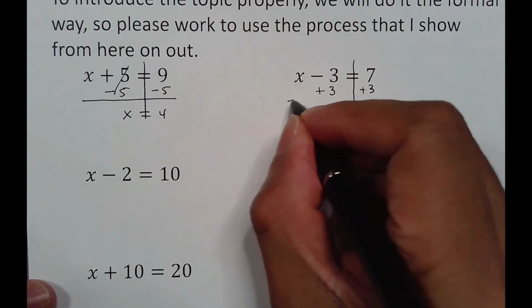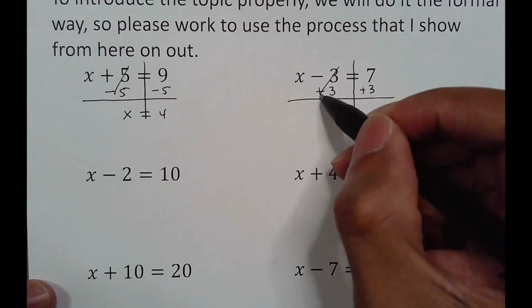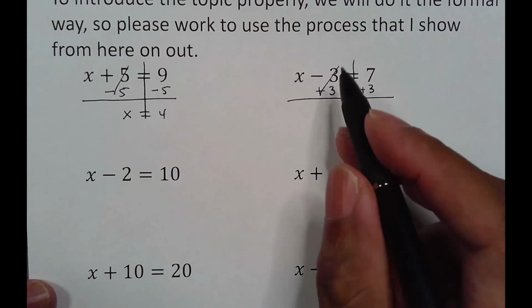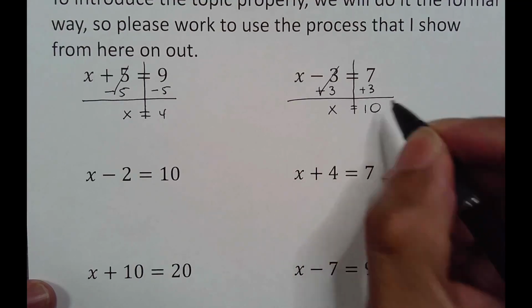So I put a plus 3 under here to make that go away. I put a plus 3 under the 7. And again, that doesn't go away. But again, negative 3, positive 3 cancels out. That's why we did it. X comes down with 7 plus 3, which is 10.